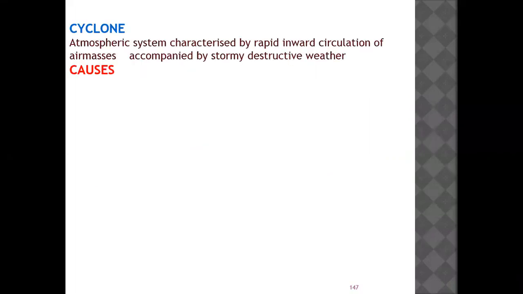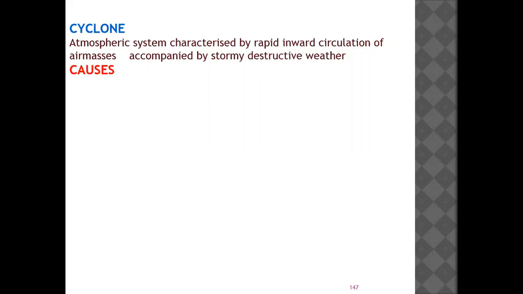So, first of all, what is a cyclone? You are all aware of this word, but going with the official, the formal definition, a cyclone is an atmospheric system which is characterized by rapid inward circulation of air mass, which is also accompanied by stormy, destructive weather. That means, in meteorological language, a cyclone refers to any low pressure area.